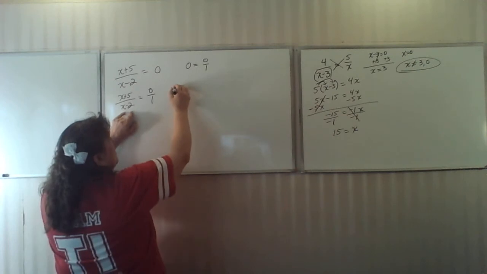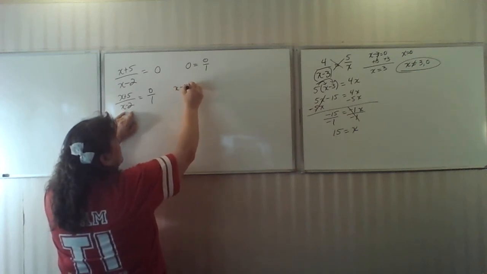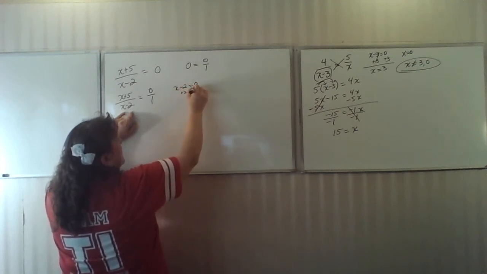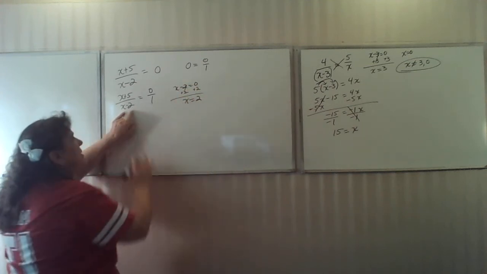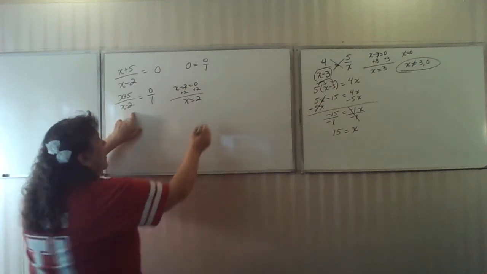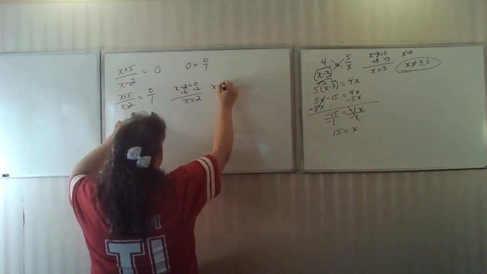Now, the other thing we need to know is the restricted value in my denominator, x minus 2. So just like in that one, x minus 2 is equal to 0. Add my 2 to both sides. So we know that x equals 2 will make this 0. 2 minus 2 is 0. Therefore, x cannot equal the number 2.